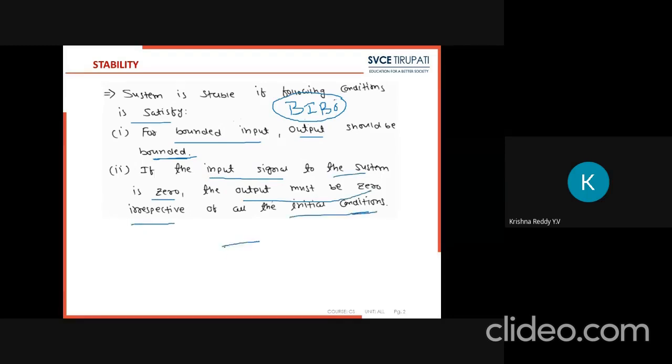If you are not given any input to the system, even the energy storing elements like inductors and capacitors, having some initial stored energy, input is 0 means the output must be 0 irrespective of its initial conditions. This is the definition of stability. When you are given a bounded input, the output must be bounded. If the input is 0, the output must be 0 irrespective of its initial conditions.